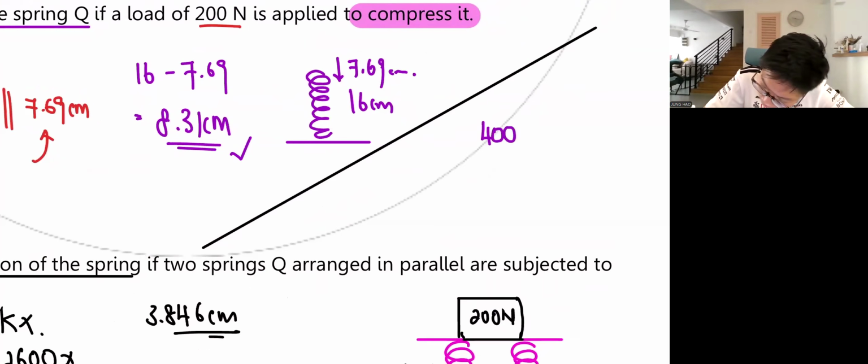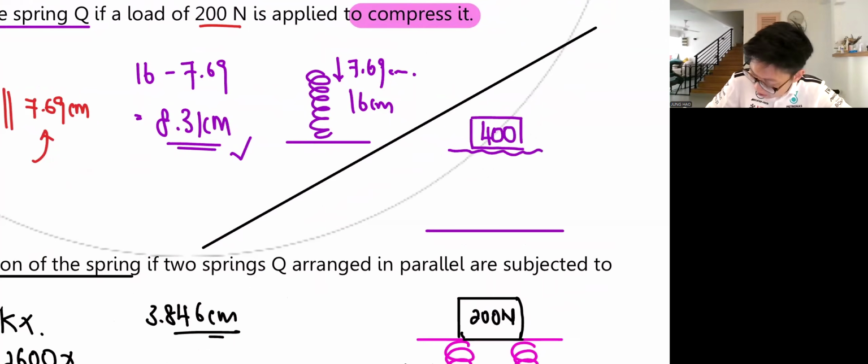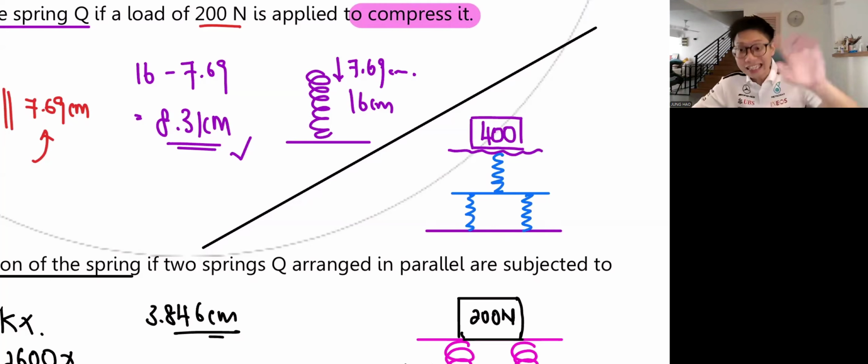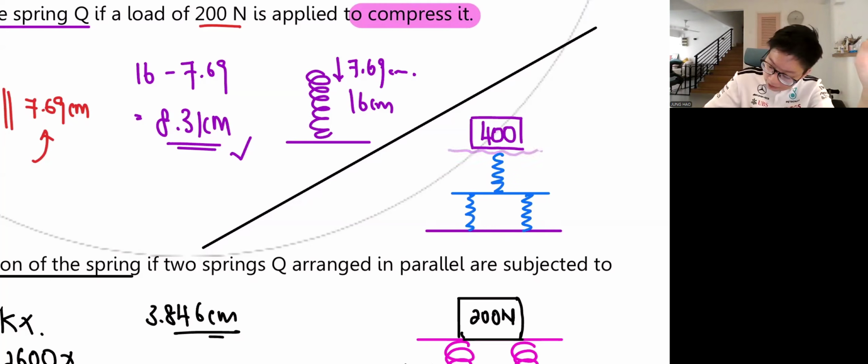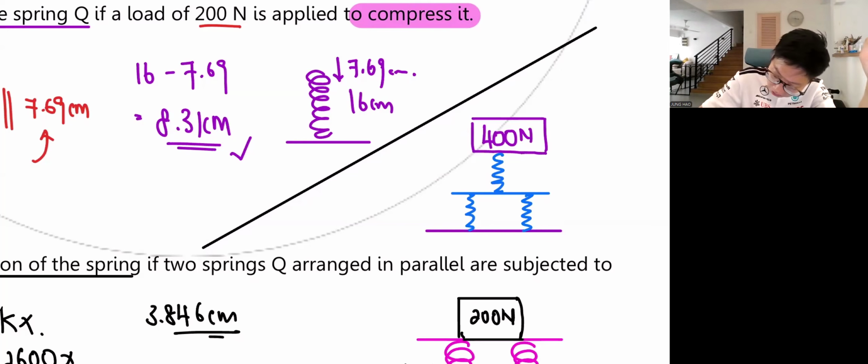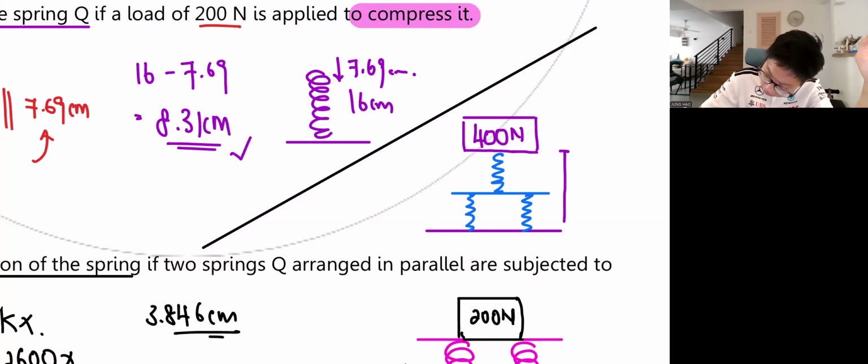Okay, now I've got a 400 Newton load. Wow. Since you're so demanding, okay, can I give you a challenging one? Here is one spring, and then here are two springs. Guys, it is the same spring. So therefore, this is 400 Newton. Later you say I never write the unit. 400 Newton. Okay, your job now is very simple: to calculate the total length of this.